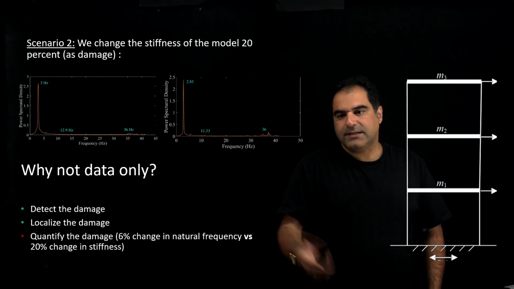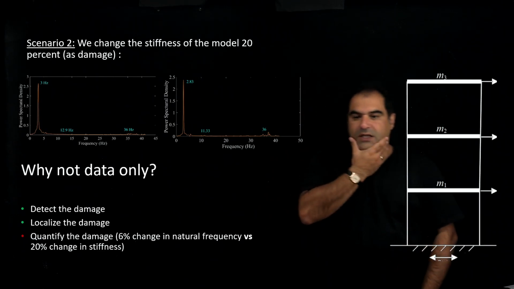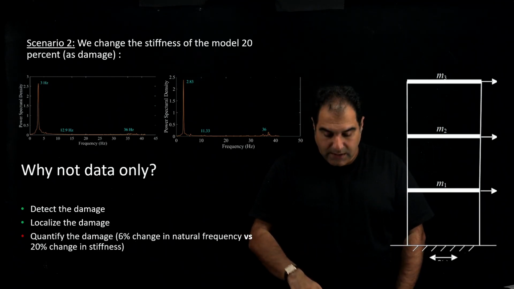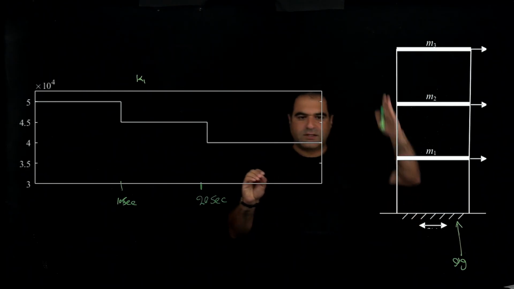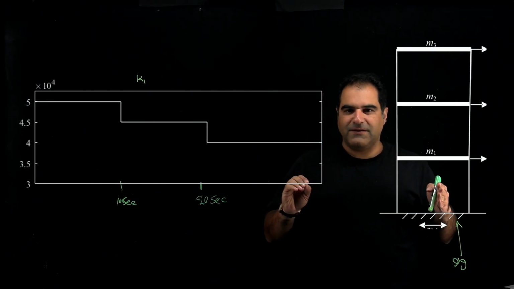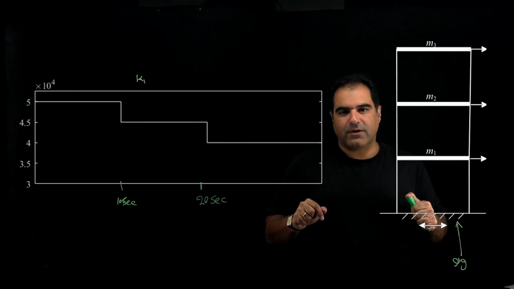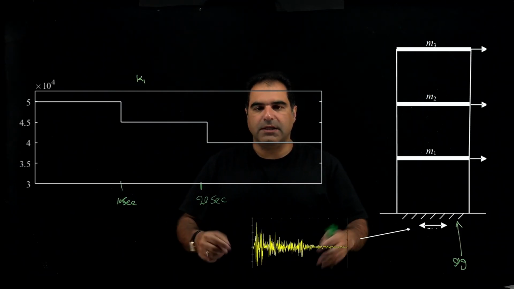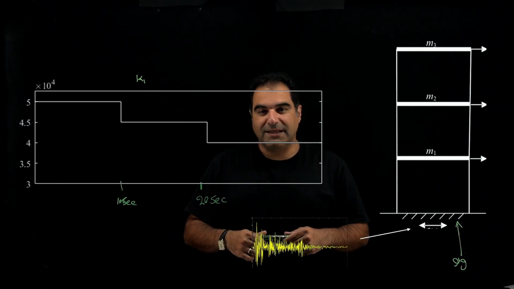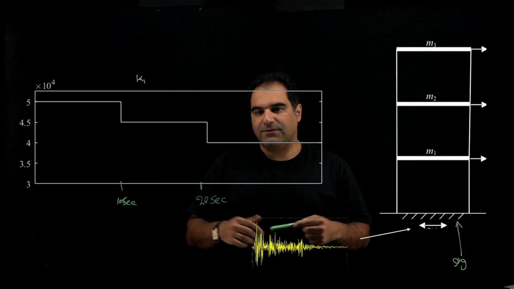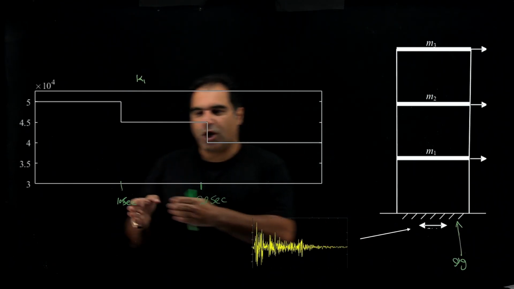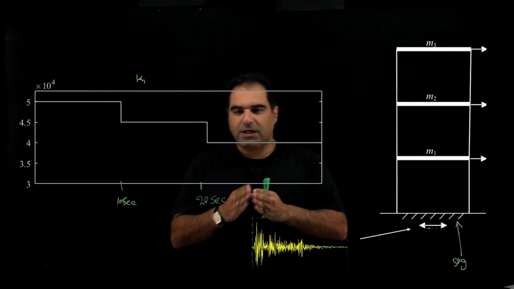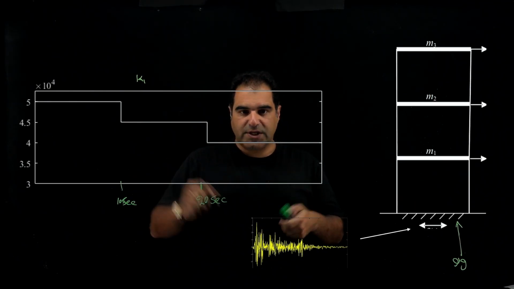Now, as I said, you are not able to quantify the level of damage because you have 6% change in the natural frequency, while you changed the stiffness 20%. This is the problem. We have a three-story building, and we impose damage to the first floor of this building. This is the K. For the simulation, we excite the building with this earthquake, and at time 10, we reduce the stiffness from 50K to 45K. And at time 20, again, we reduce the stiffness to 40K.